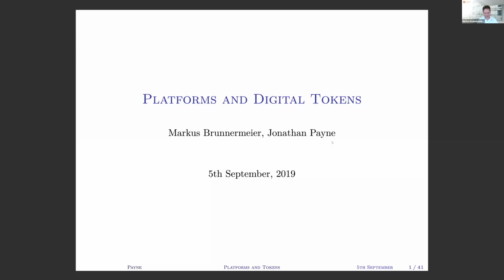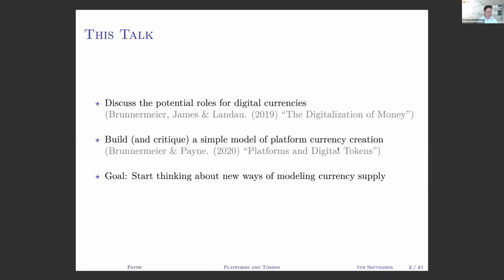So what we're going to talk about is a bit different to what you've been talking about so far in this Princeton Institute. We're going to talk about platforms and digital tokens. I'm going to do this in the following way. We're going to start with a broader discussion about the potential roles of digital currency. That's building off, in particular, a paper that Marcus wrote with some co-authors. And then after that, I'm going to take you through a simplified version of the model Marcus and I are working on to try to understand what's going on with platforms and issuing digital tokens.